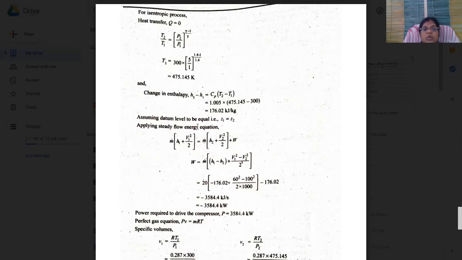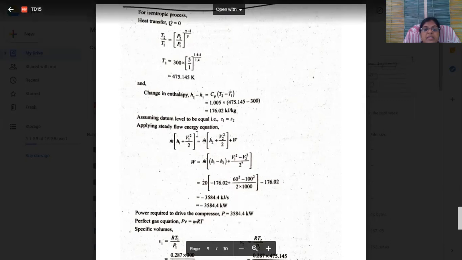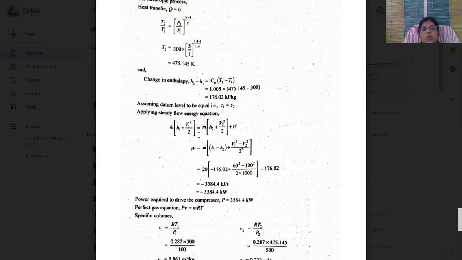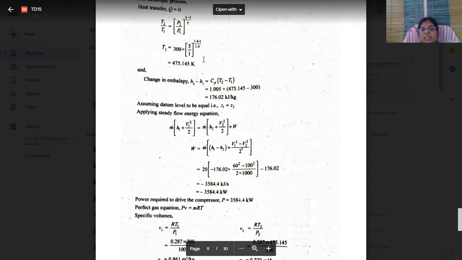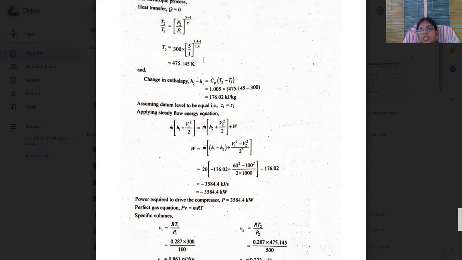Assuming the datum level to be equal, that is Z1 is equal to Z2, applying the steady flow energy equation, what do you know? There is no Q, because an isentropic process is nothing but an adiabatic process. In an adiabatic process, there is no heat transfer. Should remember adiabatic process and isentropic process are both the same. Whenever an adiabatic or isentropic process is given, Q is equal to 0. So there is no Q here.